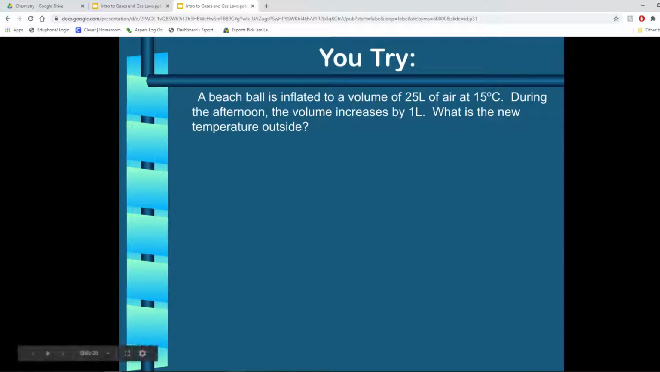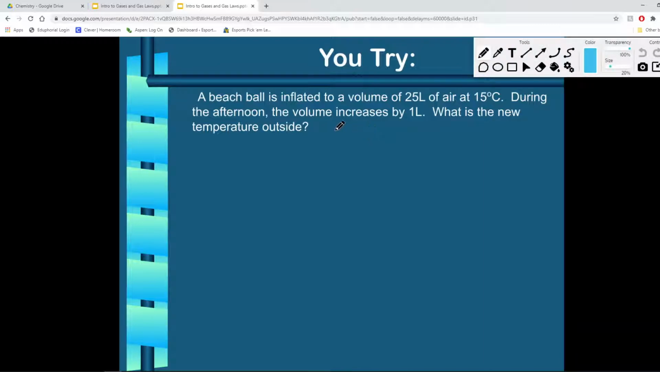All right, another example problem here. This time it's telling us that we have a beach ball being inflated. And let's write out our equation here. We've got V1 over T1 is equal to V2 over T2. That's the general form that all of these Charles law problems are going to take.